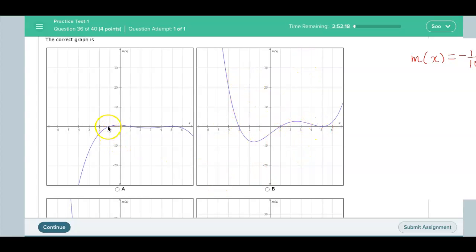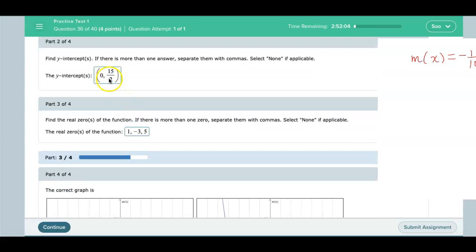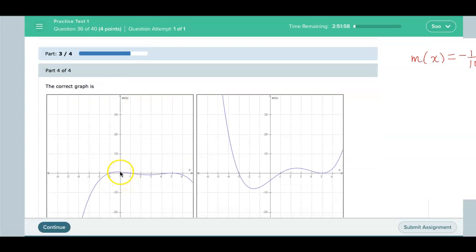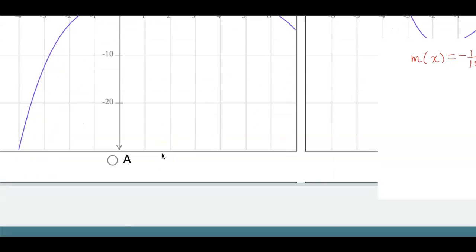How about this? 1, 5, and negative 1. This may be it. This says down, down. But what is the Y-intercept? I think it's a little too low. Y-intercept is 15 over 2, which is about 7.5. And to me, this looks more like a 1, if you see. 7.5 should be a little bit up here. So I don't think A is it either.